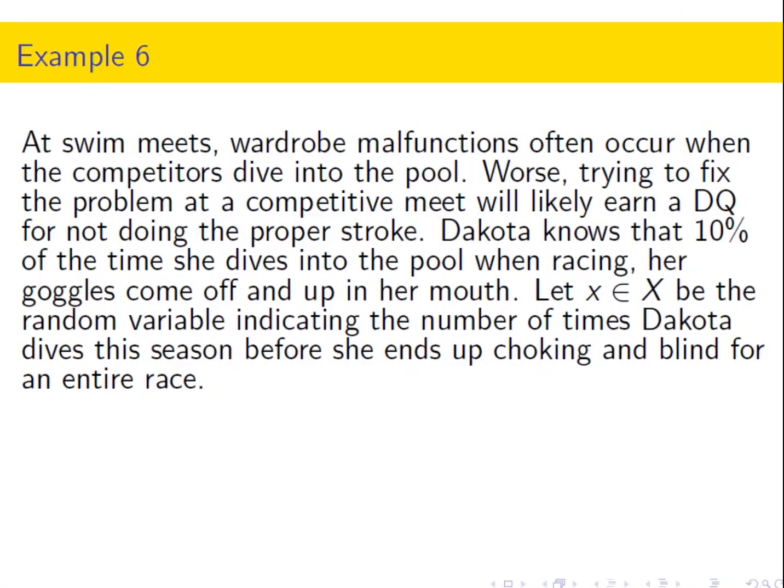Now this is a slightly different example. Let's take a look at the difference here. So we still have Dakota swimming. She still has this fixed 10% chance of diving into the pool and losing the goggles and them ending up in her mouth. But now look at what the random variable is. The random variable is the number of times Dakota dives this season before she ends up choking and blind for an entire race.